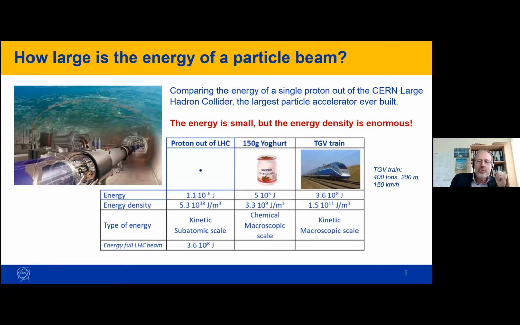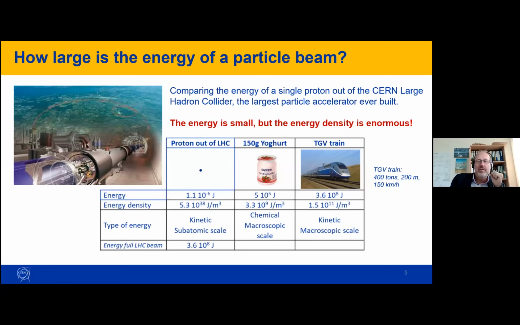So why should we accelerate protons in the LHC? Should we accelerate yogurts? No, it's not so easy. If you consider, for example, something which is even more energetic, a train. Take a high-speed train, and you will get 10⁸ joules, so even more energy.